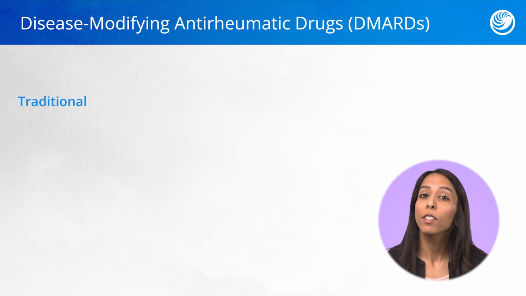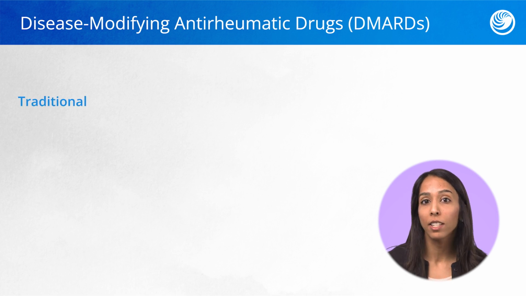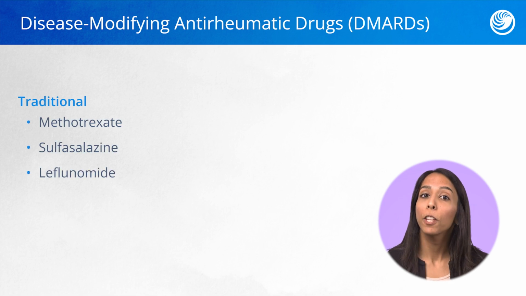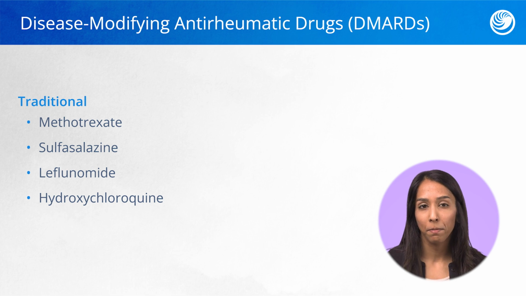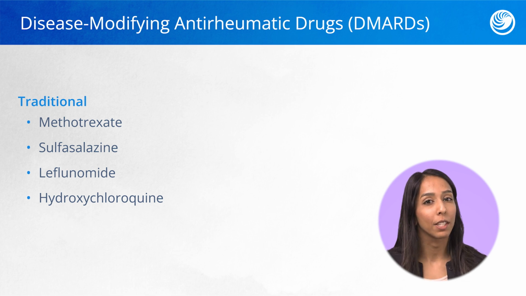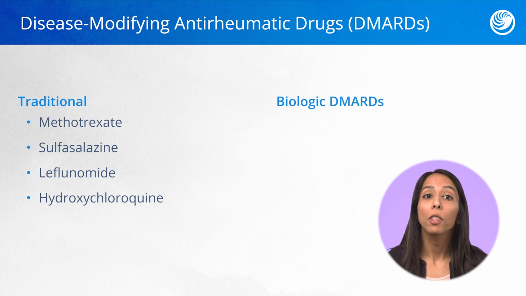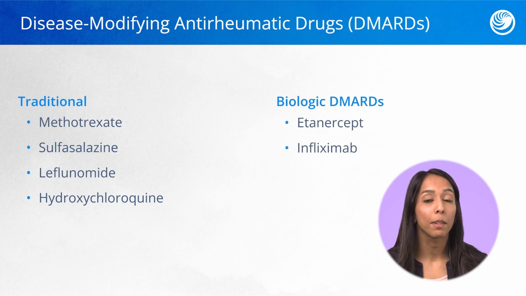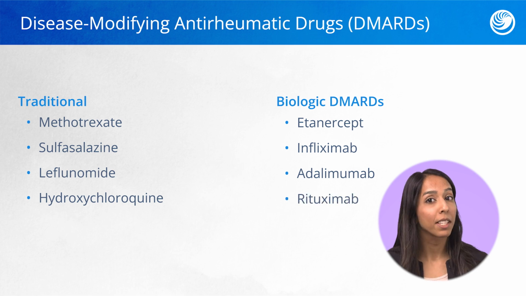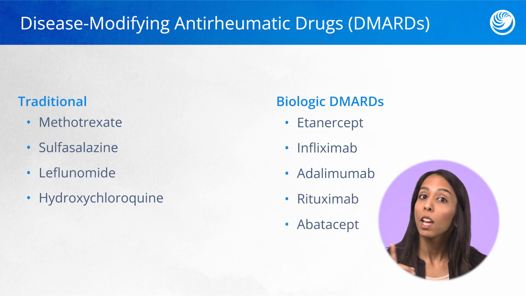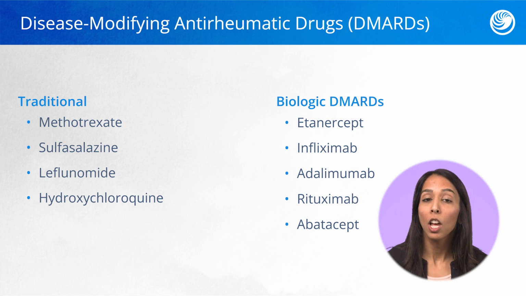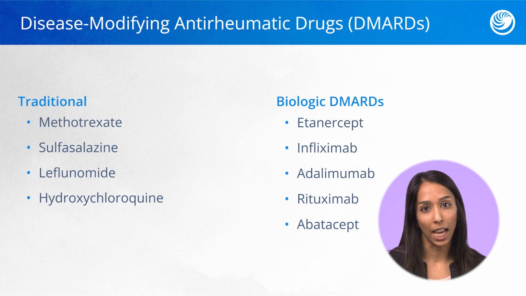In general, DMARDs can be categorized into two different groups. On the left, you can see the traditional or non-biologic DMARDs. These include methotrexate, sulfasalazine, leflunomide, and hydroxychloroquine. These are the drugs we'll focus on during this video. The other group are the biologic DMARDs, which include some monoclonal antibodies. Examples here include etanercept, infliximab, adalimumab, rituximab, and abatacept. A biologic DMARD may be used in combination with a traditional DMARD, but two biologics should never be used together.